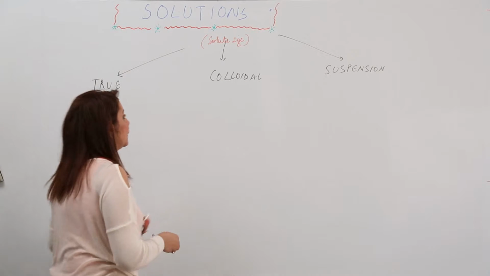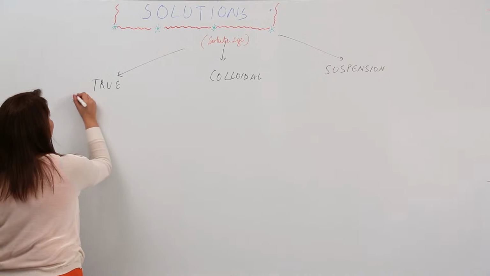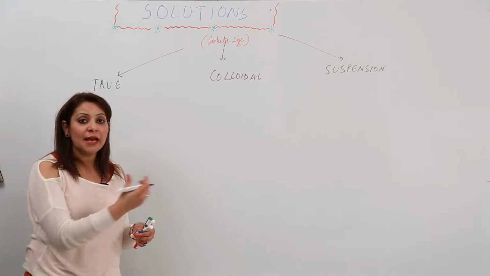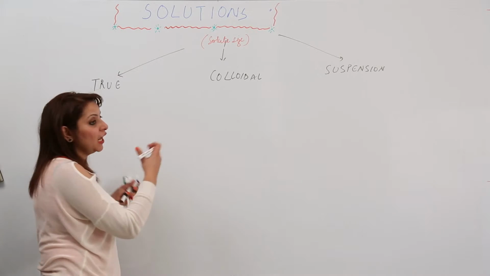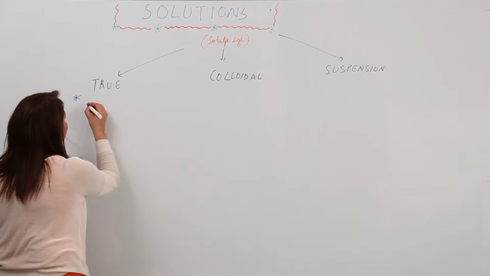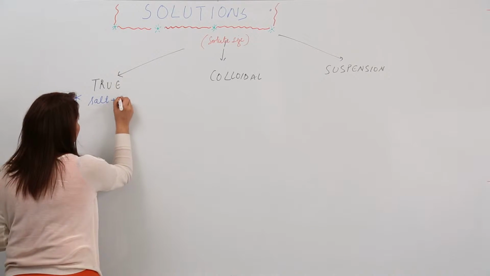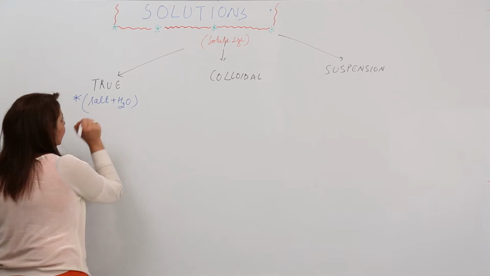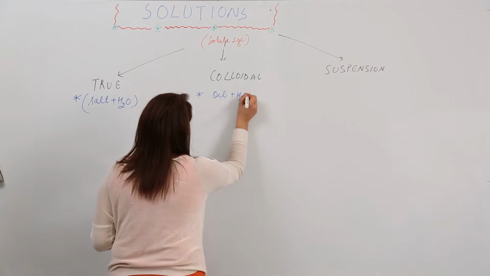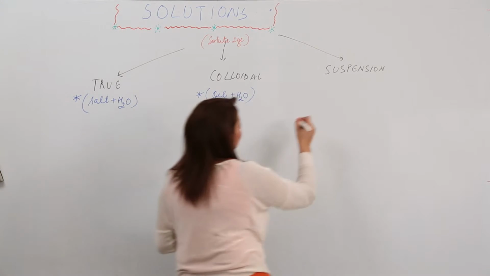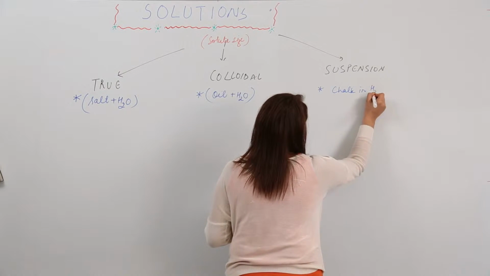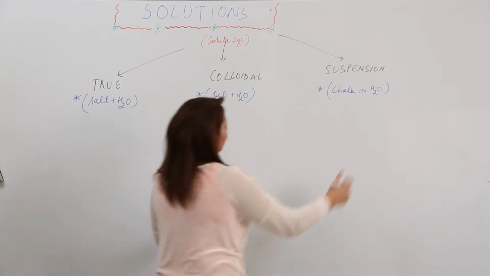First of all, I am going to tell you the examples, because when I tell you the properties, you should have an idea of the examples I will be stating. The example of true solution is when we dissolve salt in water. The example for colloidal solution is oil and water. And the example for suspension is chalk in water. So, we have these three examples.